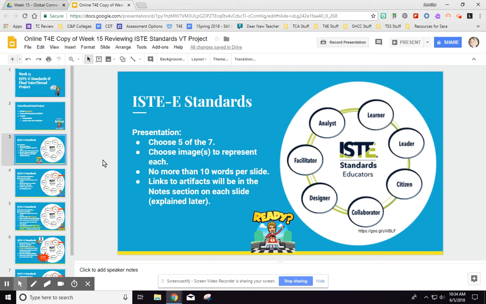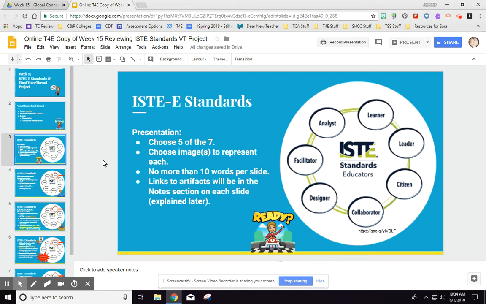So this final VoiceThread is going to be focused on 5 of the 7 ISTE standards. And so you're going to be reflecting on how you have met these standards throughout the semester, what projects you've done, and also how you're going to continue to meet those in the future, in your future teaching. And so you only have to choose 5 of them though.